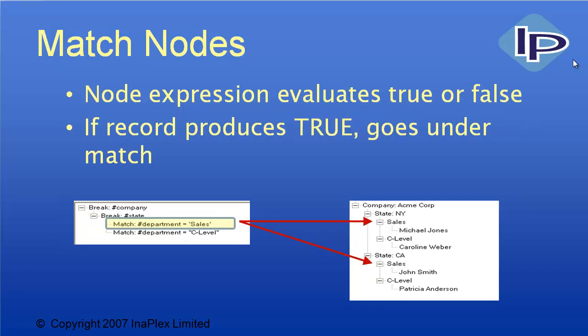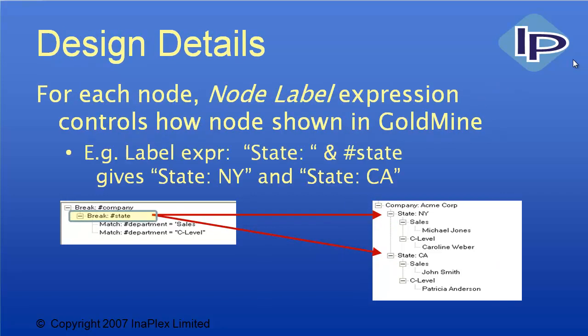A match node operates very differently. You can see that a match node always creates a node in the tree, and then we decide whether the record is going to get placed under it or not. So we create a node called sales, and then underneath that we put any records where the value of the department field is sales. We also create a node called C-level, and we put any record that has department equals C-level underneath that node.